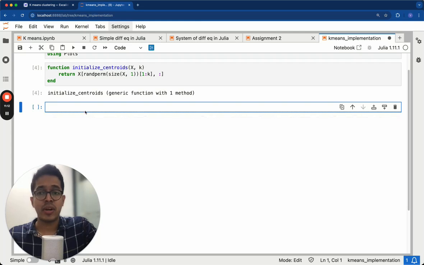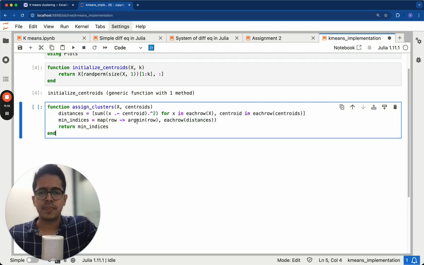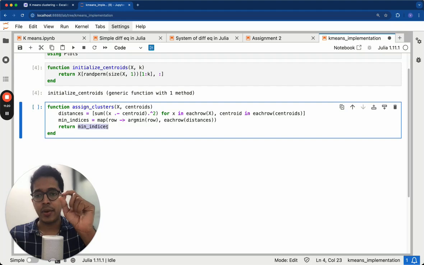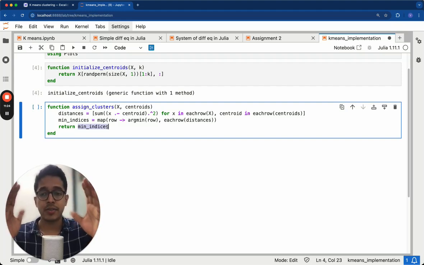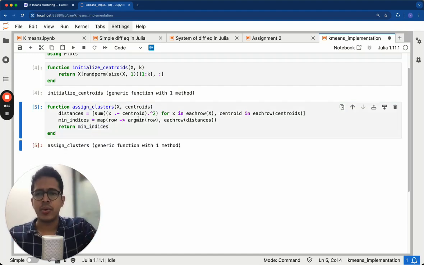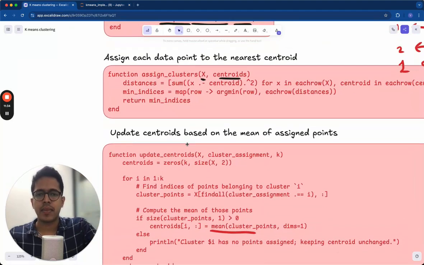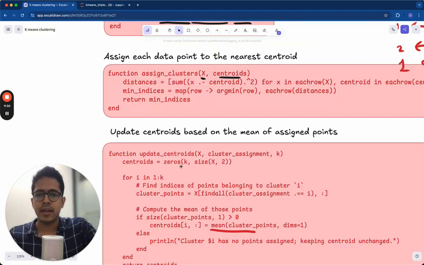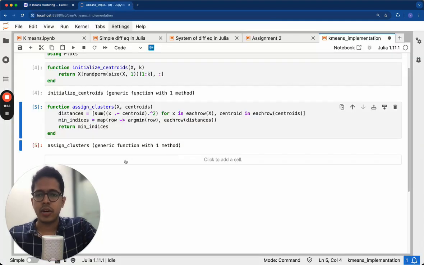This is the function for assigning the clusters. Assigning the clusters means it is returning one value corresponding to every single data point, either 1 or 2 when there are two clusters. If there are 3 clusters, for every single data point there will be 1, 2, or 3. We can print this and show you how this looks. And then centroid updation.